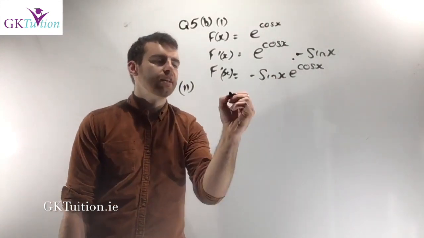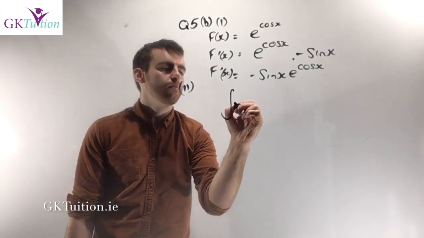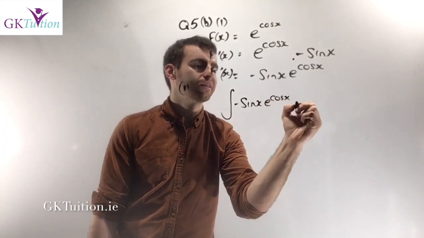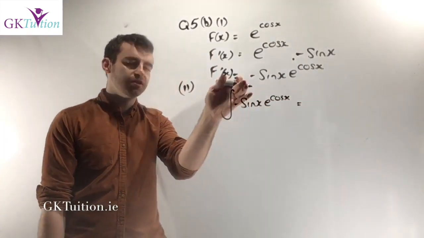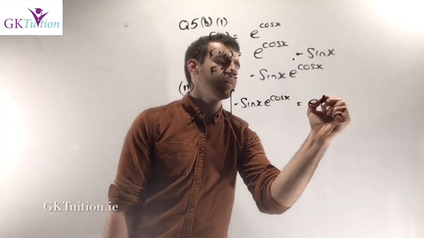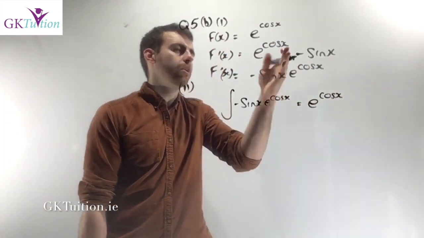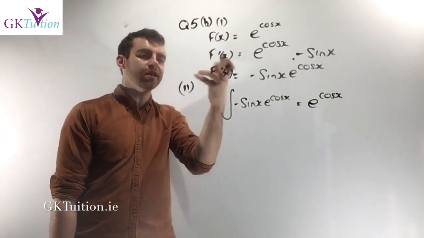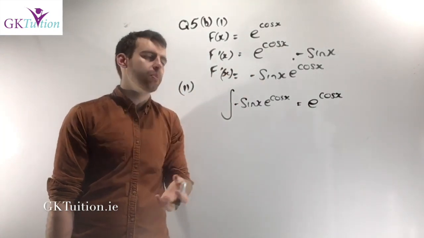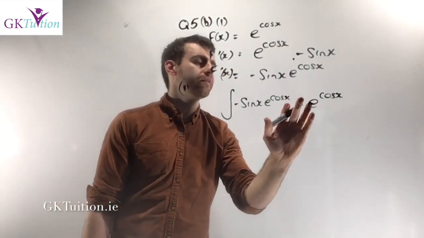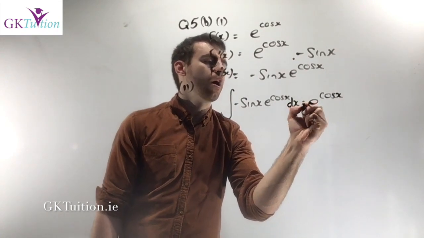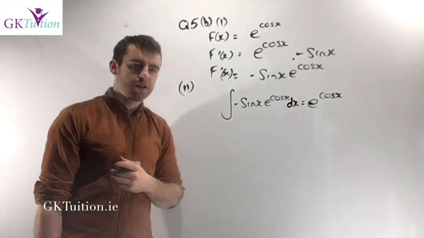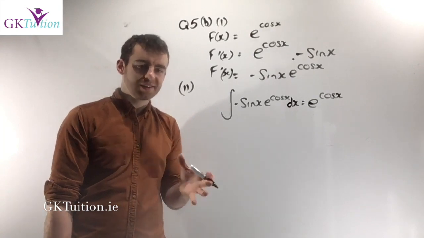So if I just did the opposite, if I integrated my answer to B part 1, I would simply end up where I started. The integral of the answer leaves me back where I started. All I'm doing is referring to a loop here. I started off with f of x. If I differentiate, I get this. If I integrate, I end up back where I started. So I could say that the integral of this answer is equal to the original question.